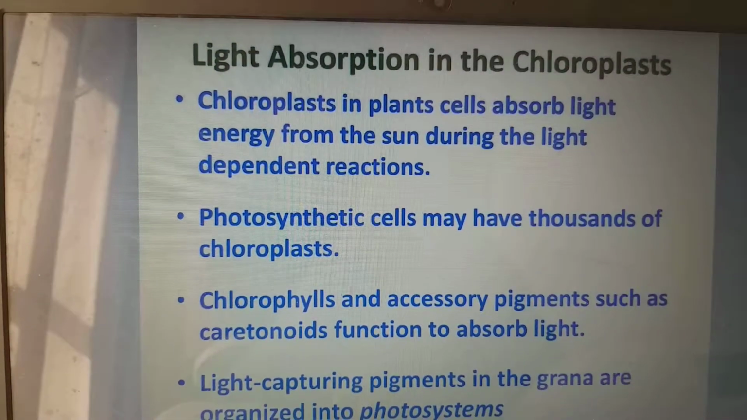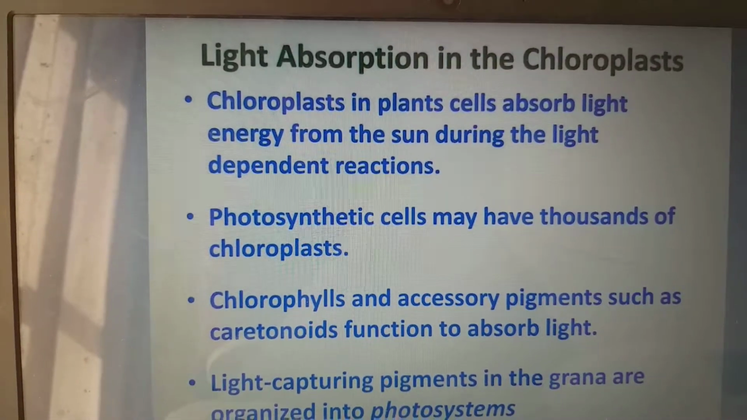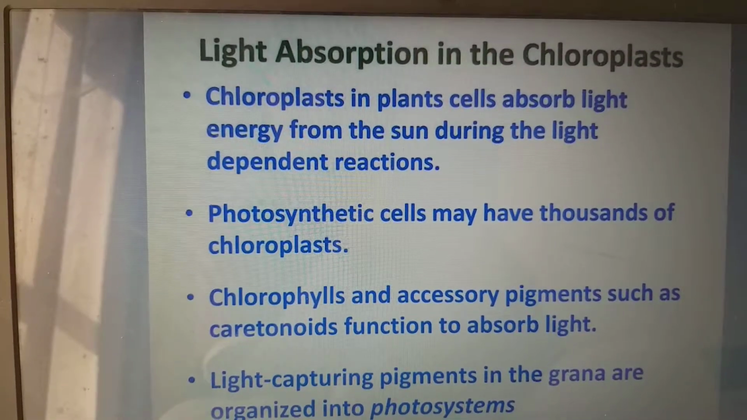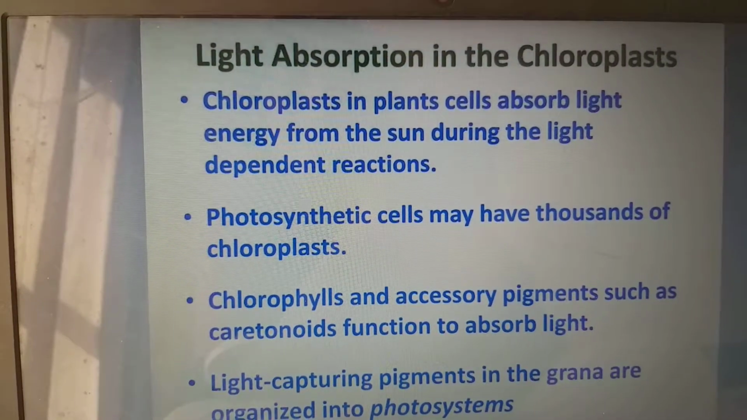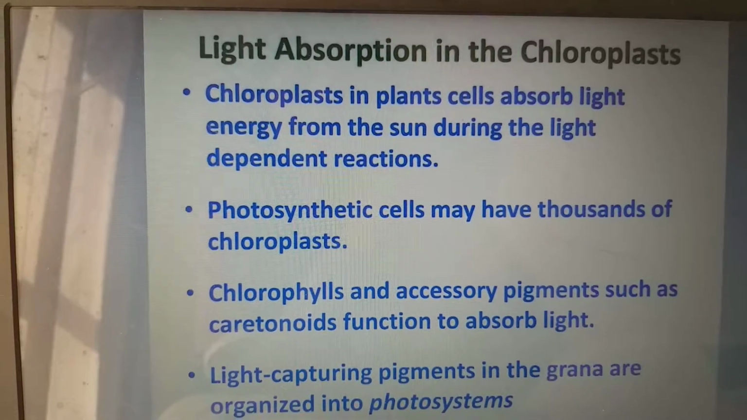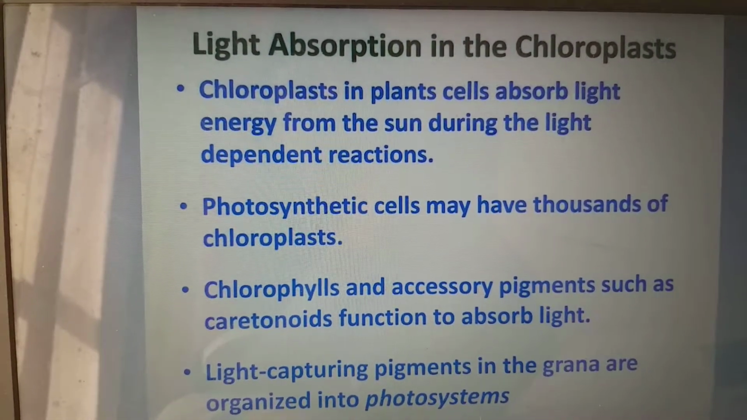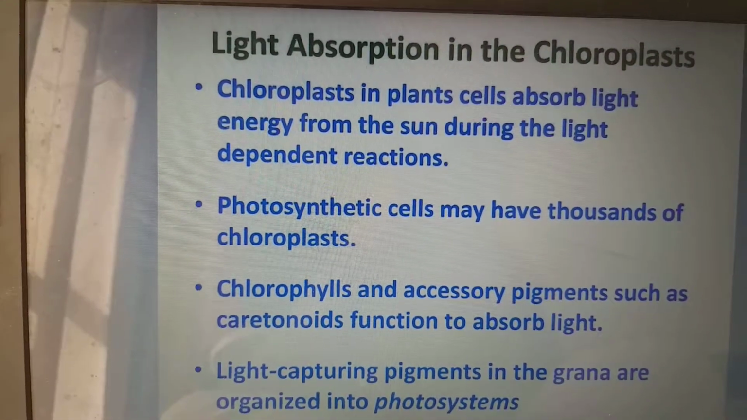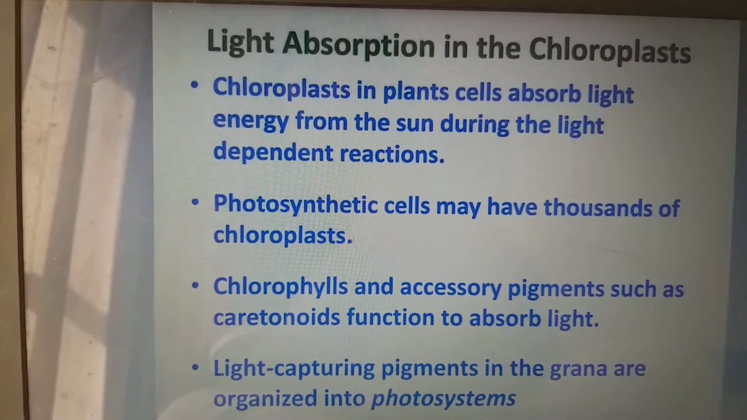Coming to the light absorption of the chloroplast. For the light-dependent reaction, we need light. So at that phase, what is going to happen? The chloroplasts in the plant cells absorb light energy from the sun during the light-dependent reactions, because the first reaction is light dependent, and only next we proceed to the light-independent reactions. Photosynthetic cells may have thousands of chloroplasts. The chlorophylls and accessory pigments such as carotenoids function to absorb the light.